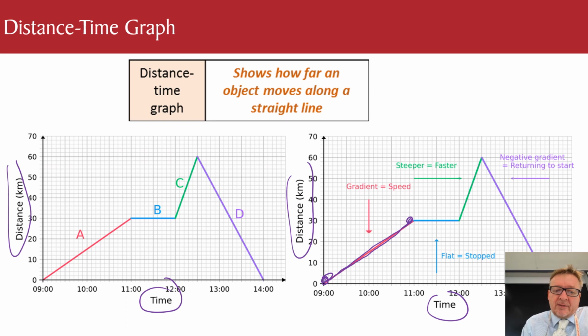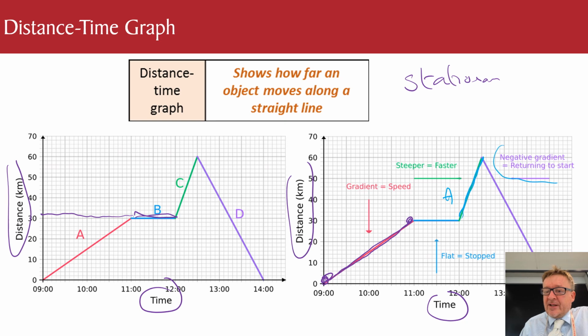Then the blue line, which is B, think about exactly what it's doing. At B, it is at 31 kilometres. If it's at 31 kilometres away and it doesn't change, that means the blue line is stationary. The green line is again a straight line going up, and that means it is going at a constant speed, but a faster constant speed than A. The final one, D, is a negative gradient, but it's still going at a constant speed, and ultimately it ends up exactly back at the start.